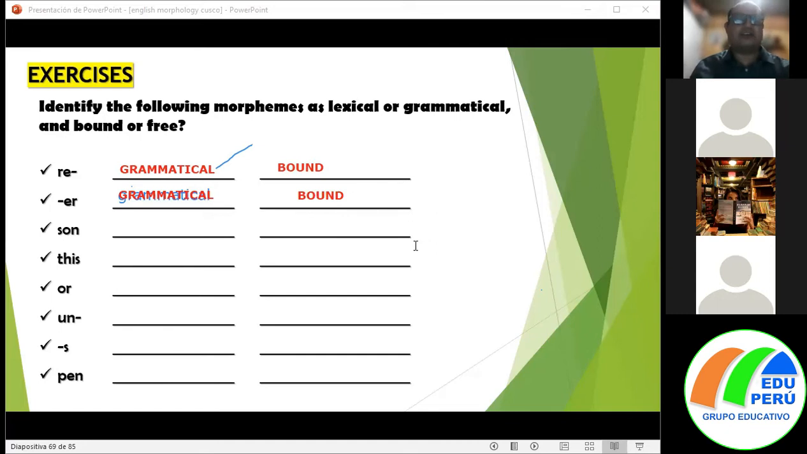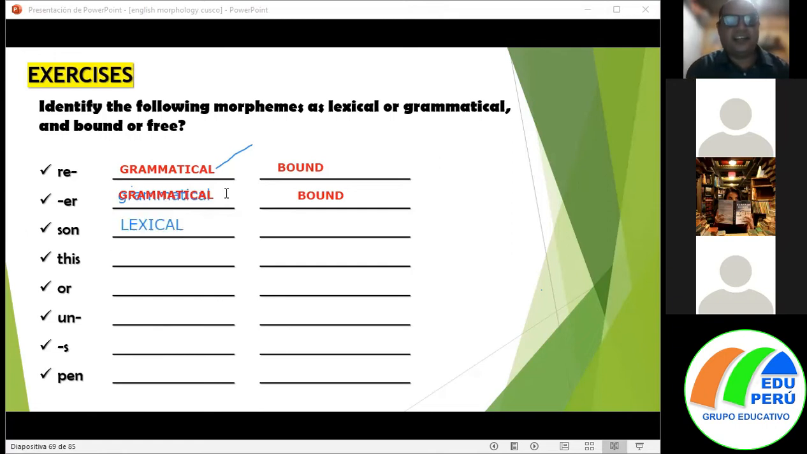Grammatical and bound. Oh, someone wrote it. Okay. Who wrote it? I couldn't see the name. It was so fast. Zoraida, teacher. Zoraida, yeah. Zoraida, can you make the other one? Okay, teacher. All right.